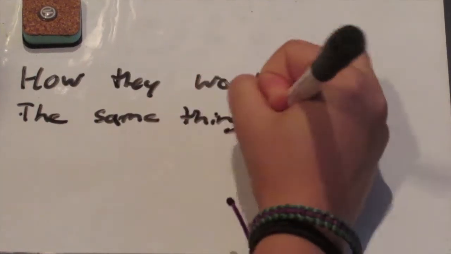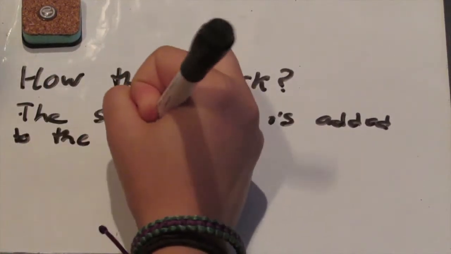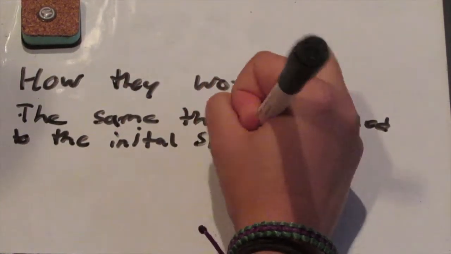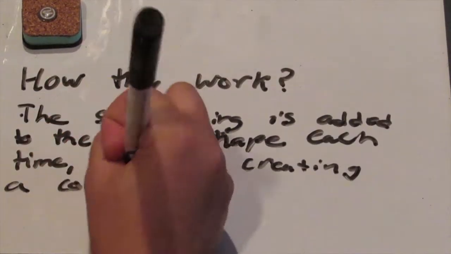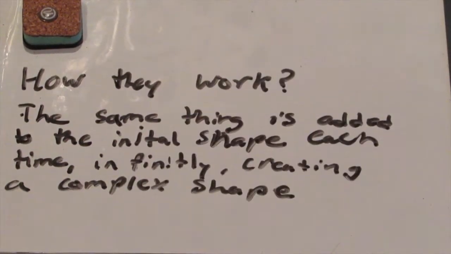Fractals work when the same shape is added to the shape infinitely. So you might start with a triangle, and then you add another triangle, and then you add another triangle to that, and you infinitely keep adding one more to make a more complex pattern.